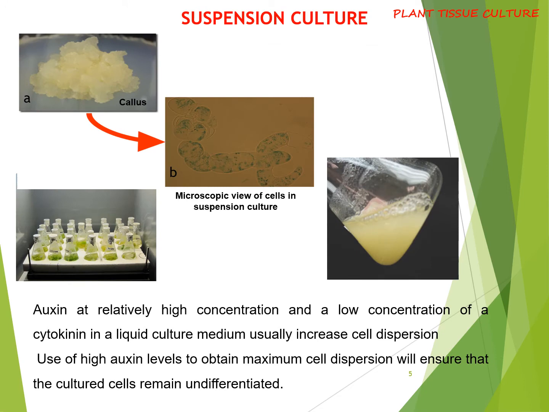Figure A shows the callus culture. Figure B shows the microscopic view of suspension culture formed from the calli. Here, single cells and aggregates of cells can be clearly seen. Auxins at relatively high concentrations and cytokinins at low concentrations increase cell dispersion. The high concentrations of auxins maintain the cells in an undifferentiated state.